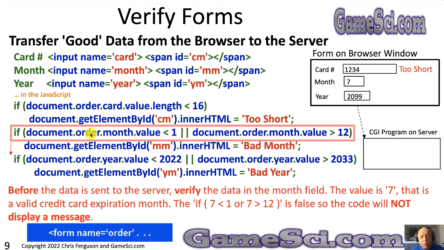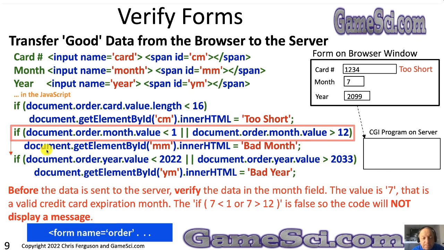If document.order.month.value is less than 1 or document.order.month.value is greater than 12. Before the data is sent to the server, verify the data in the month field. The value is 7. That is a valid credit card expiration month. The if 7 less than 1 or 7 greater than 12 is a false statement, so this code will not display a message.